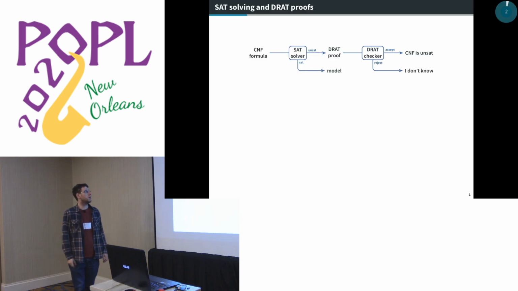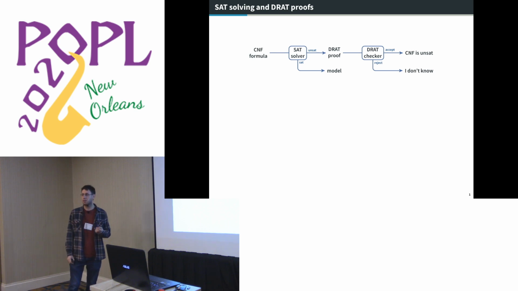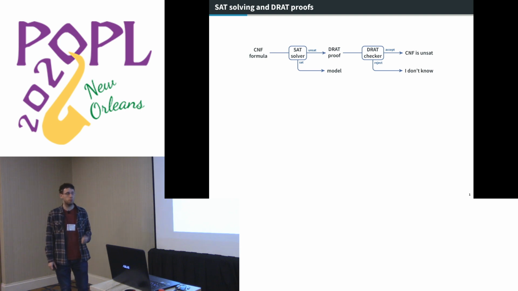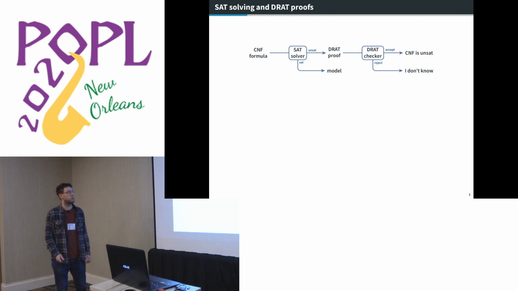So the general pipeline will work like this. I have a CNF formula, I give it to the solver, and the solver says, oh, this is unsatisfiable. So here's a DRAT proof. And that DRAT proof is given to a DRAT checker. The DRAT checker will either accept it and say, oh, this is a correct proof, so the original formula is unsatisfiable. Or else it will reject it, and then we don't know anything about the original formula.